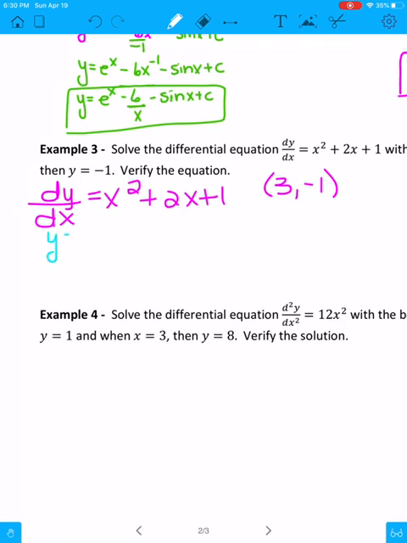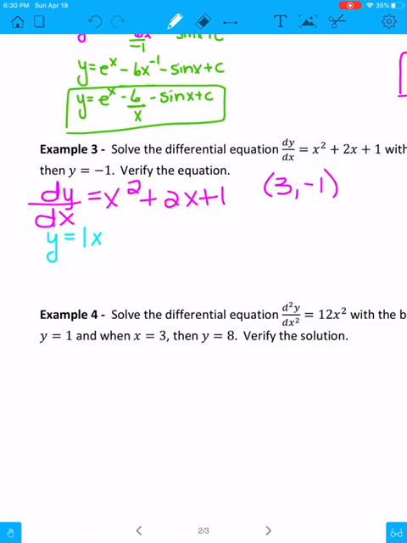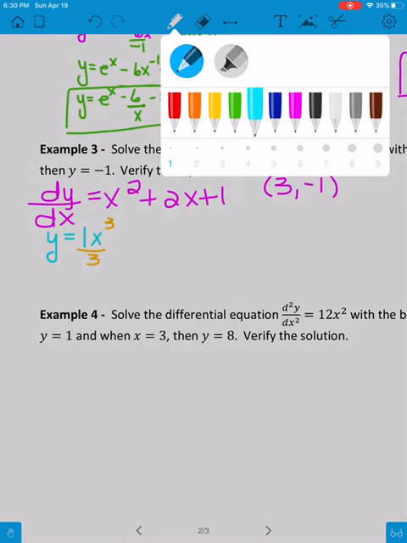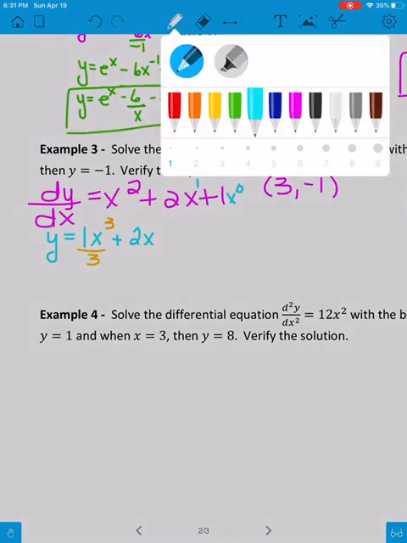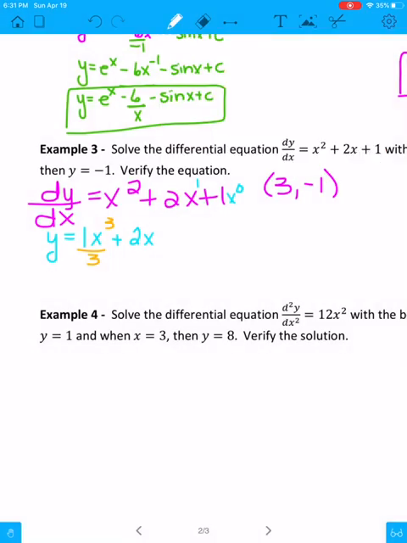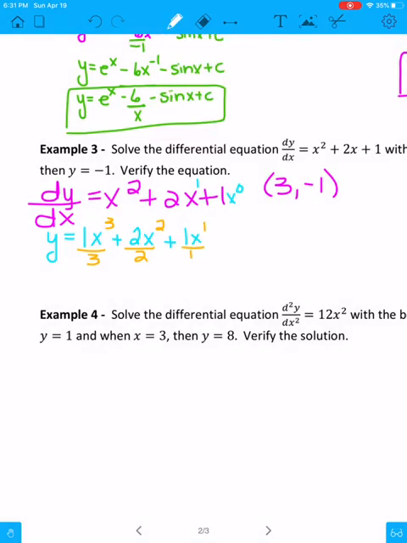So we're going to get y equals x squared, and now what am I going to do? Like I do every time, I'm going to increase that exponent by 1. So 2 is going to become a 3, and then I'm going to divide by 3. And then I'm going to go plus 2x, and this was x to the 1. It's now going to become x to the 2, and then I'm going to divide by 2. And then I'm going to get plus 1x, but instead of a 0, it's now going to increase by 1. So x to the 1, divide by 1, and then I'm going to get a plus c.